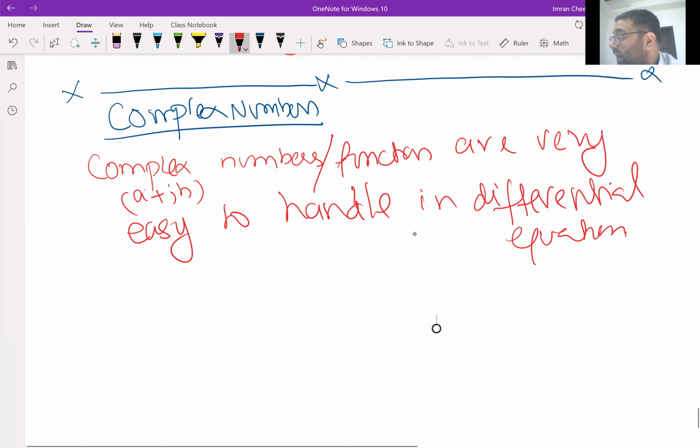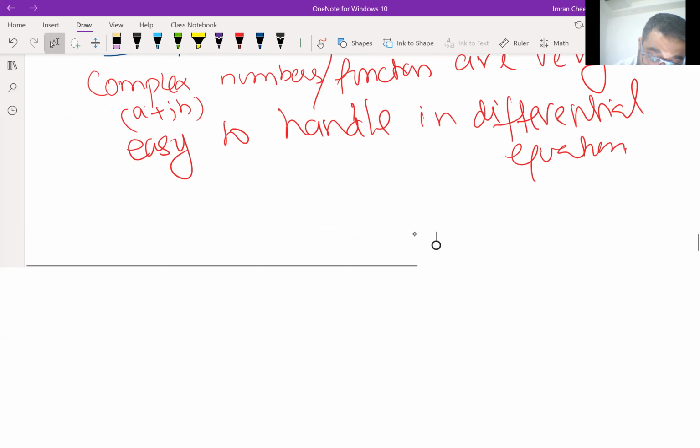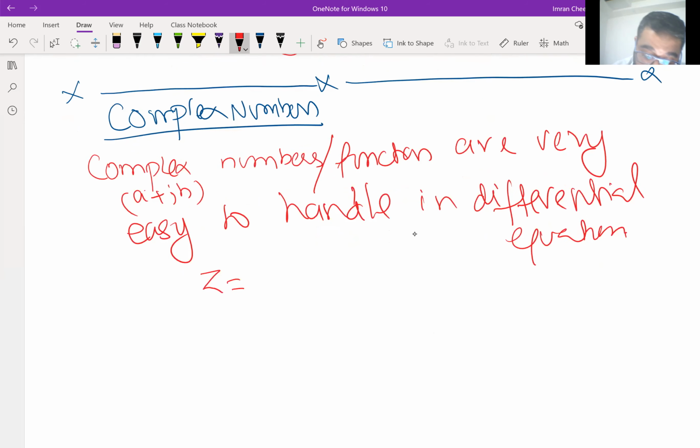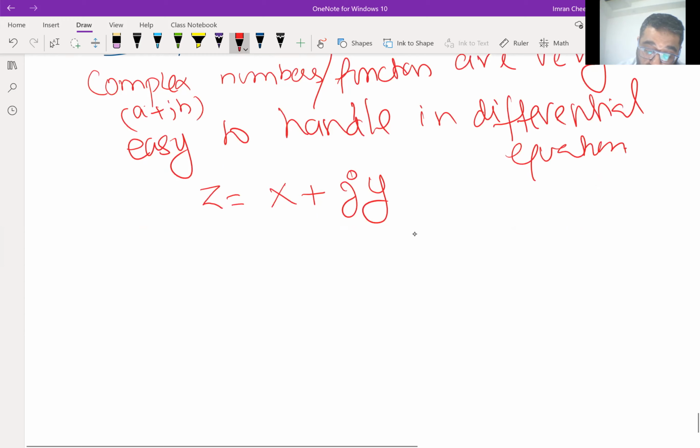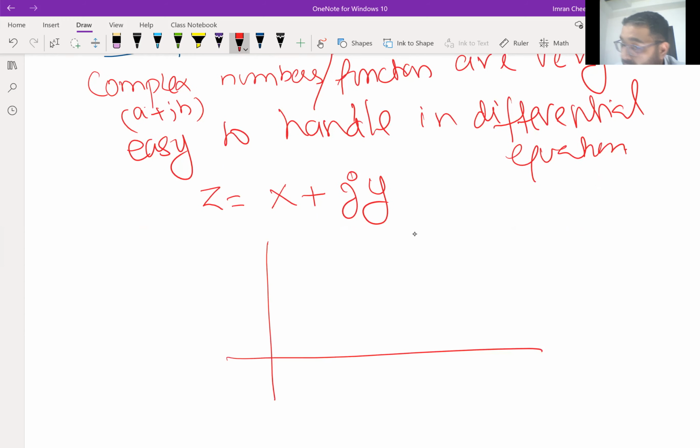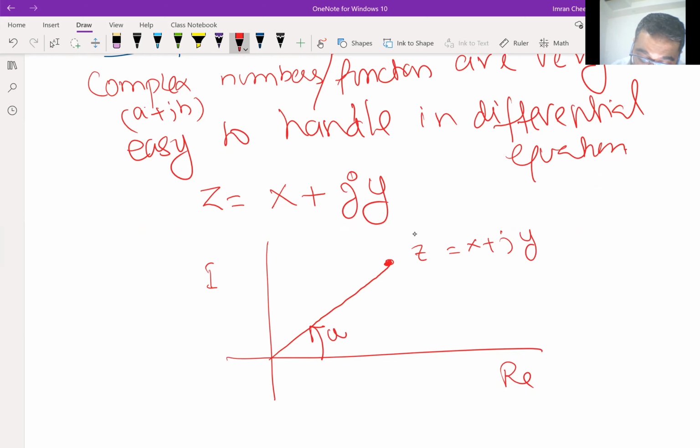So what is a complex number? A complex number is something you can write as x plus j y, which is on a complex plane. You can think of this as a point, this is the real axis, and this is the imaginary axis. This is the z point, whose distance from the origin is given by x plus jy. And basically this guy is rotating with the speed omega t when we talk about sinusoids.